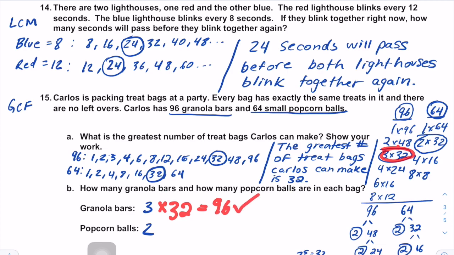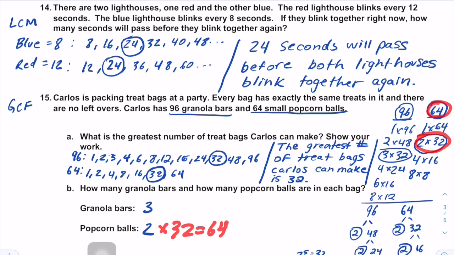If I look at the popcorn balls, I know that 2 times 32 does give me 64, and when I look at the question, I see that I had 64 small popcorn balls to begin with. So I know that the answer of 3 granola bars and 2 popcorn balls do work for both.